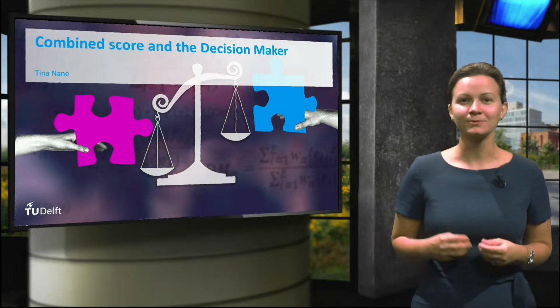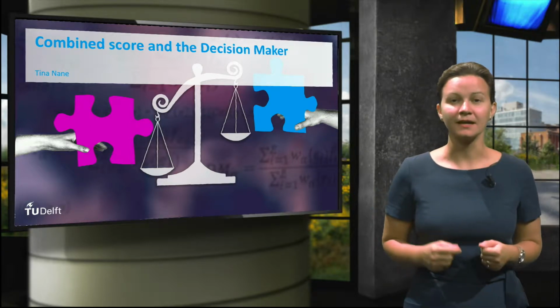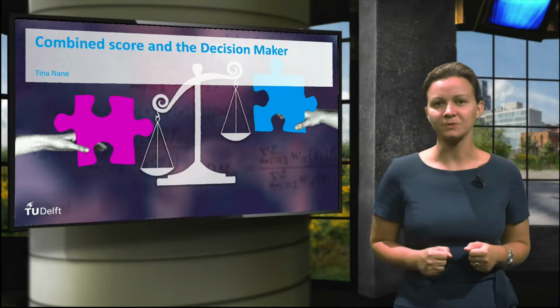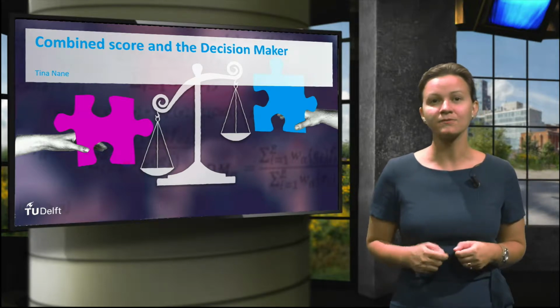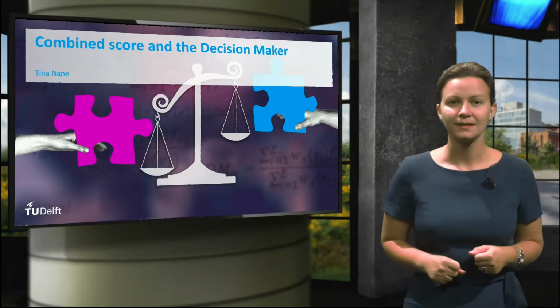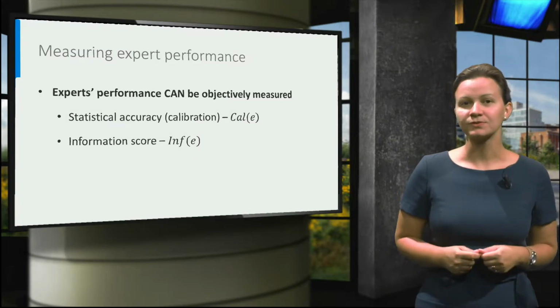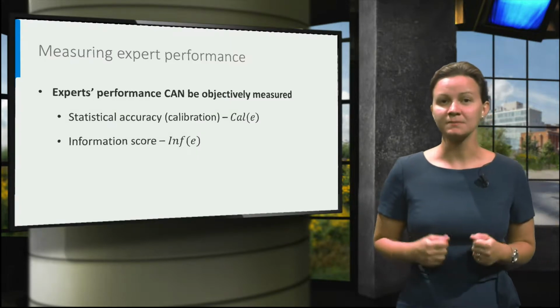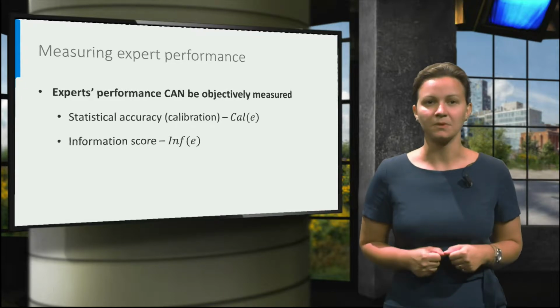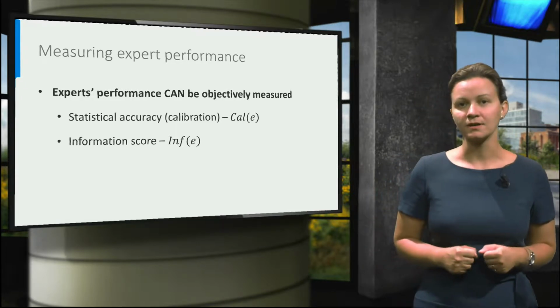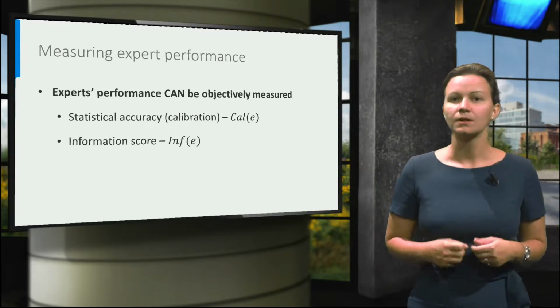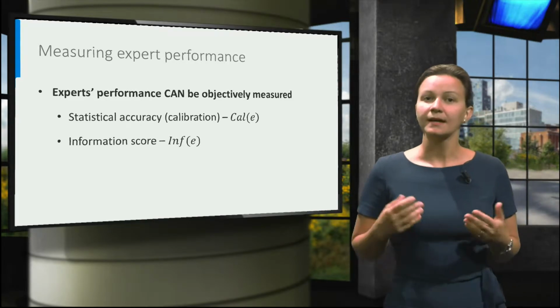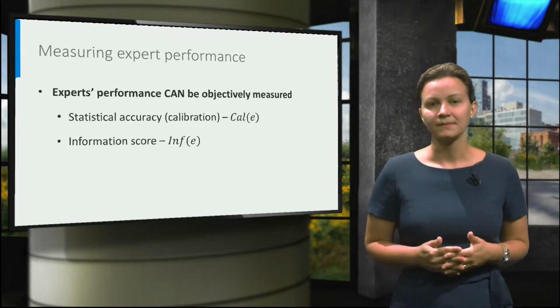During this video, you will learn about the combined score and find out how to aggregate expert opinion in the classical model via a decision maker. During the previous module, we saw how experts' performance can be objectively measured within the classical model. The two measures are the statistical accuracy, or the calibration score, and the information score.